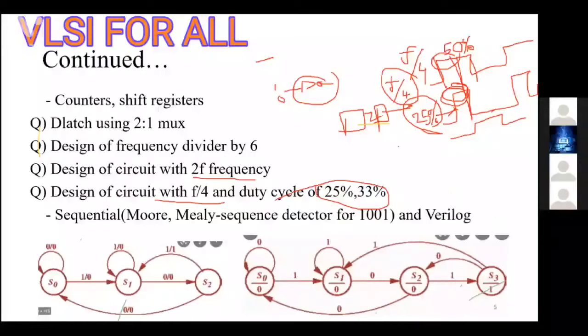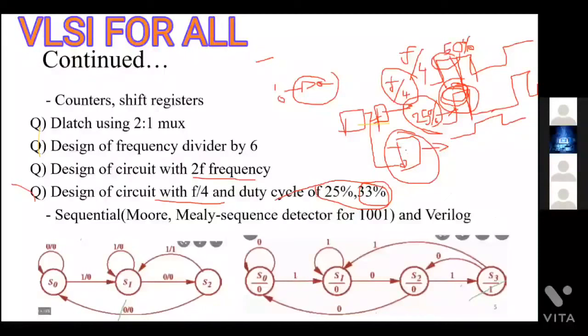So for this case you can use something like a negative edge detector. You can take the waveform of f/2, generate an output from this, and do the XOR operation in order to obtain this 25% duty cycle. The same thing you can do for the 33% duty cycle. You can use negative edge detectors, like a negative edge flip-flop, and generate the corresponding waveforms.